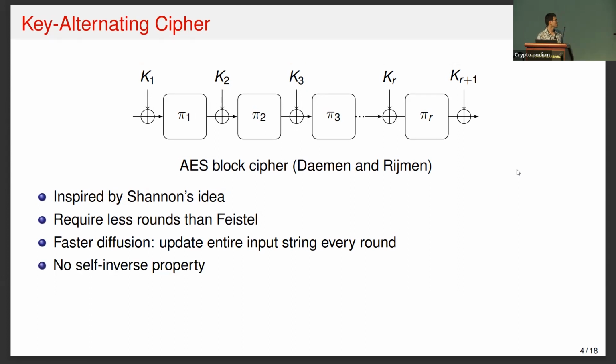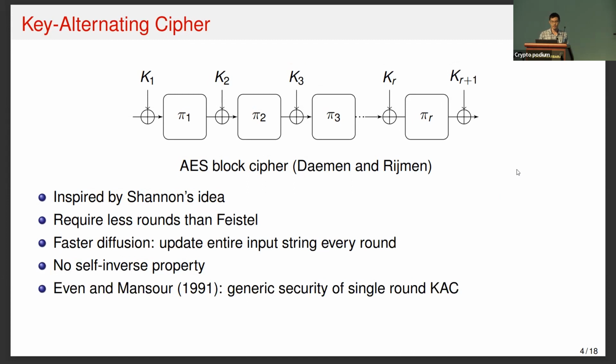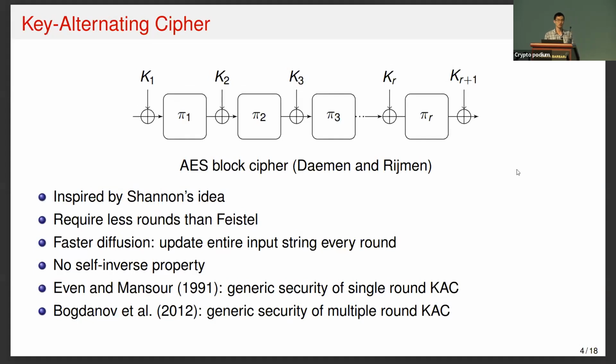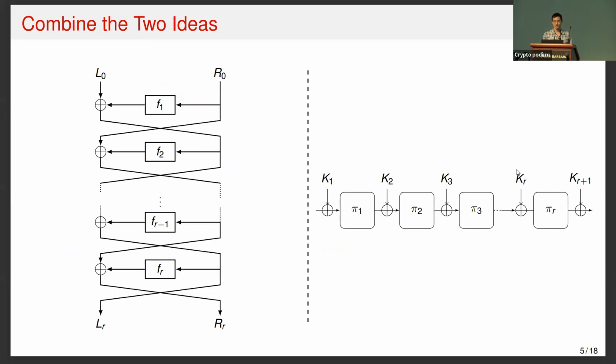Now, the limitation of key alternating ciphers is that they do not have the self-inverse property like Feistel ciphers. The generic security of the alternating ciphers was first studied by Even and Mansour in 1991 for the single round case, and by Bogdanov et al. in 2012 for the multiple round case. Now, I explained both types of design structures. Both design structures have their own advantages and limitations.